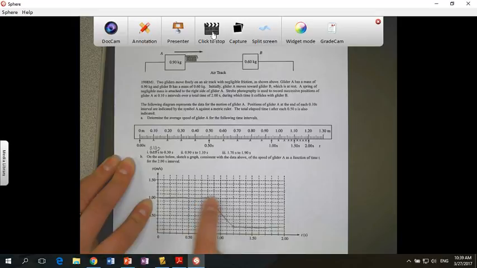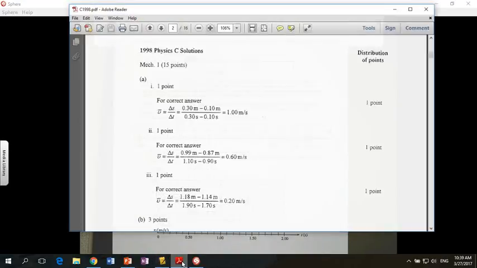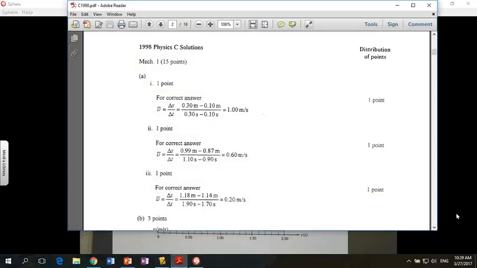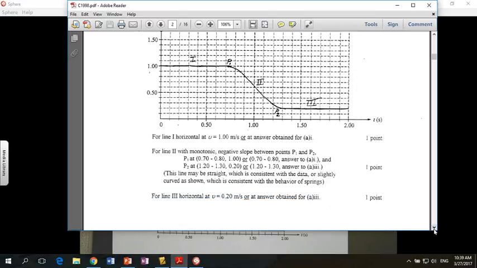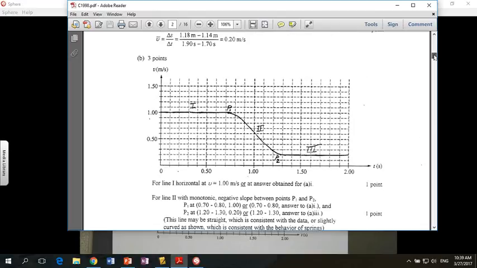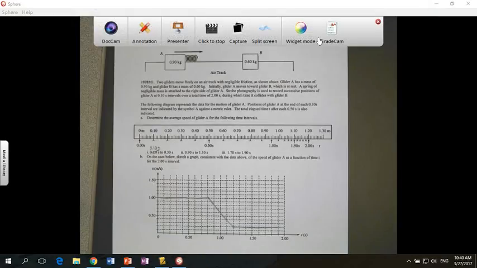They said you could either have distinct straight lines, or if there were slight curves, that also received full credit. So that was, I believe, another 3 points. Let me check real quick. And yep, that was worth 3 points. So 1 point for using the correct values, and that will get you that. Okay? So that's a quick demo. Hopefully that helps.